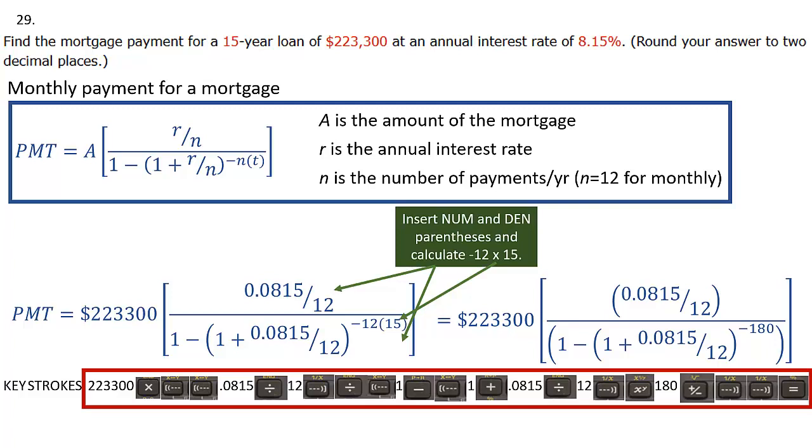But you have to be careful, and remember, once you type in the 223,300, that's an implied multiplication, so you do have to press times. If you're having trouble with these steps, go back to a problem in earlier sections where I took more time going step by step. When you press equal on this calculation, you should get a monthly payment of $2,153.35.